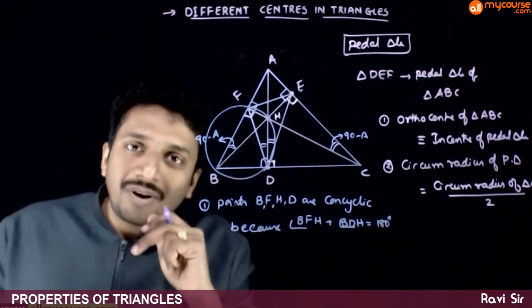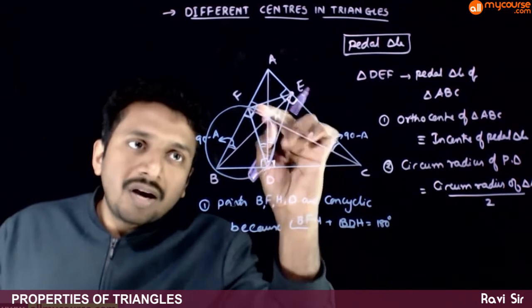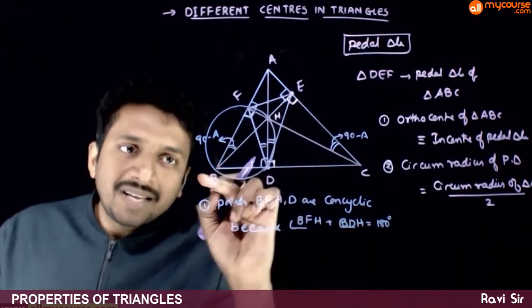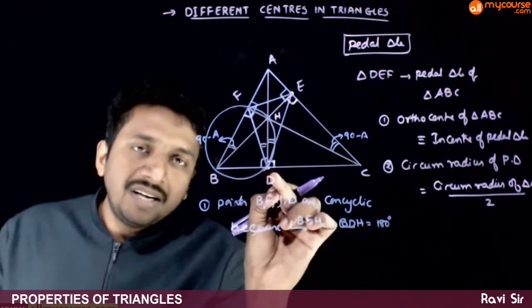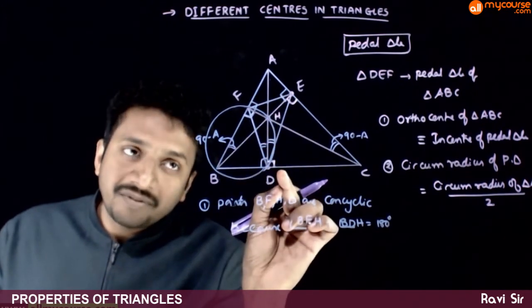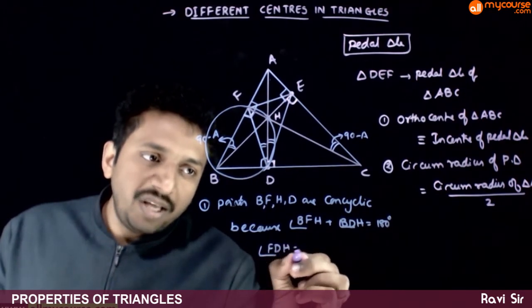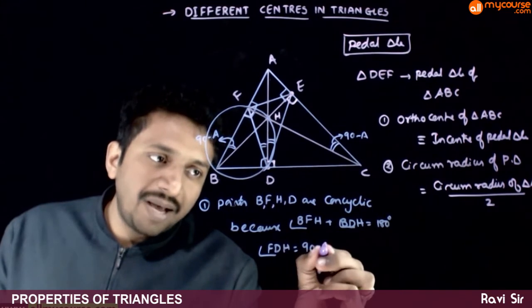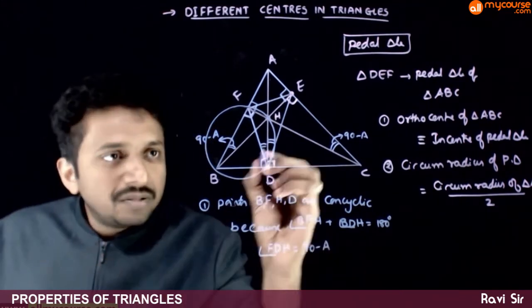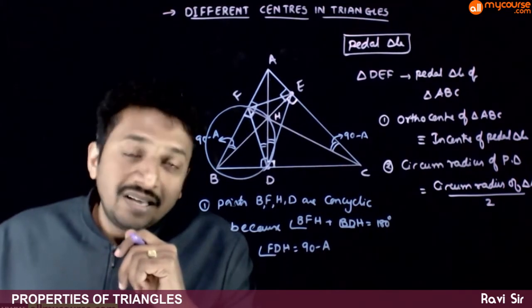And once you can draw a circle, if you take FH as the chord, this chord subtends 90 minus A on the circumference and angle FDH also on the circumference. So angle FDH should be equal to angle FBH, which is equal to 90 minus A. So this angle FDH is equal to 90 minus A.